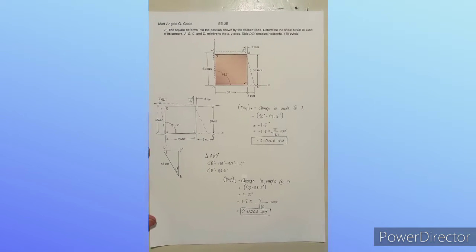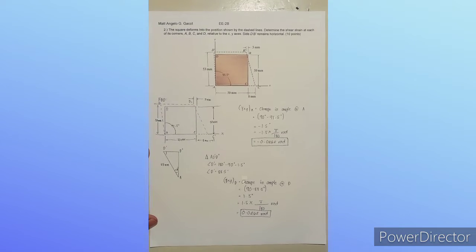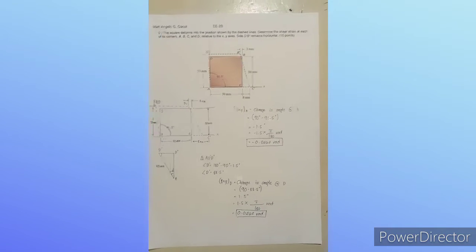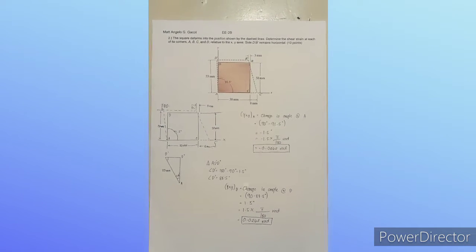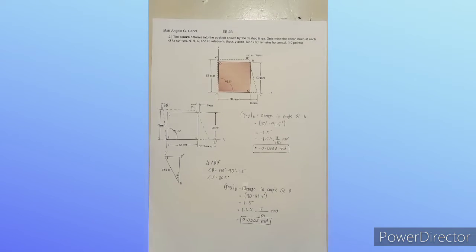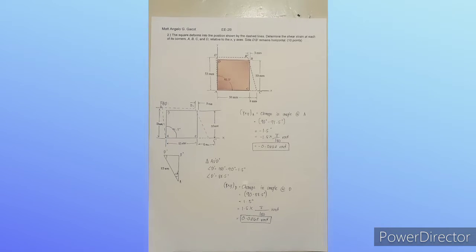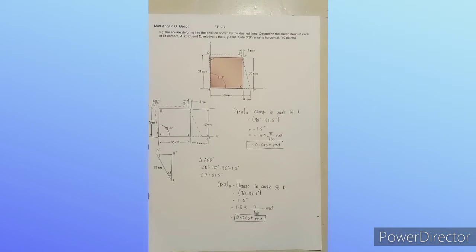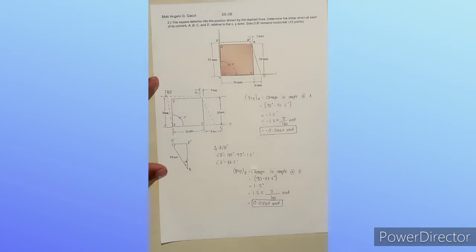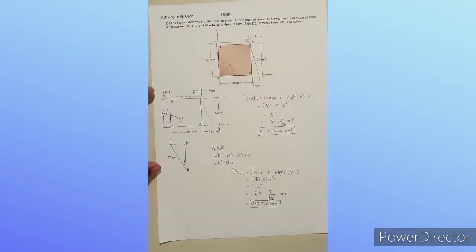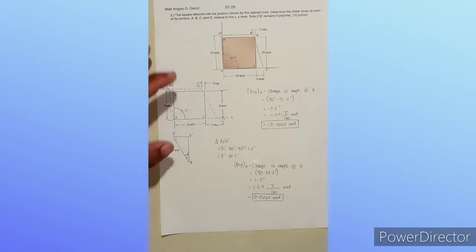So, for question number 2, the square deforms into the position shown by the dashed line. Determine the shear strain at each of its corners A, B, C, and D relative to the X and Y axes. Side DB remains horizontal. So, we have another diagram here, para ma-visualize natin yung mga unknown parameters, draw a free body diagram.